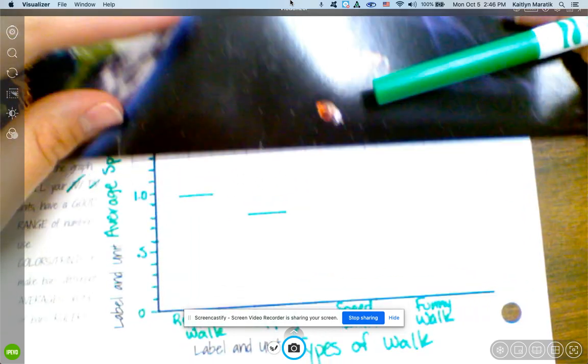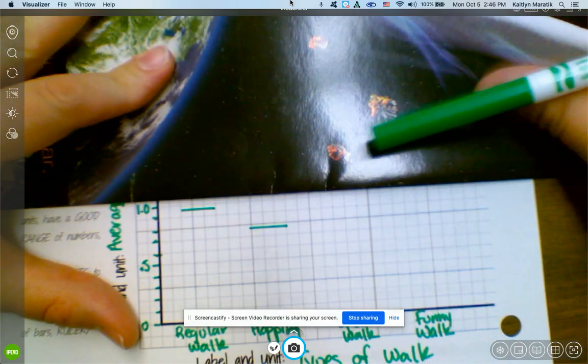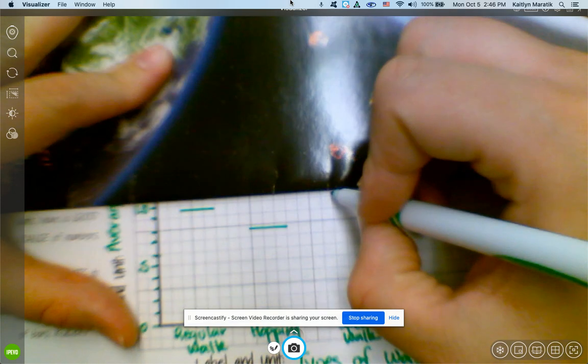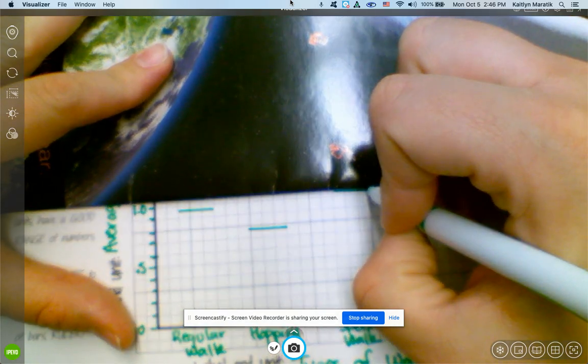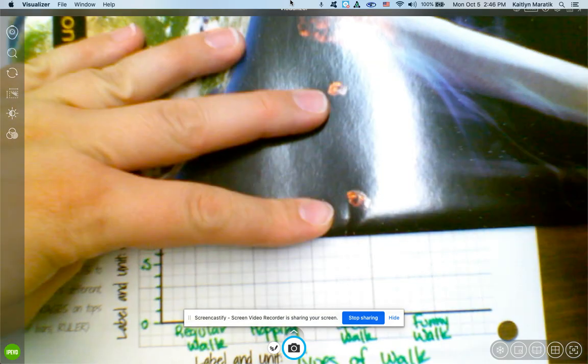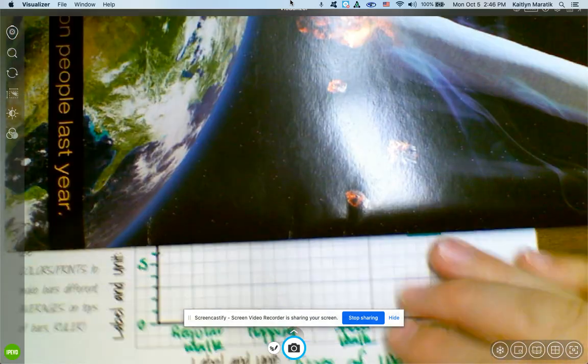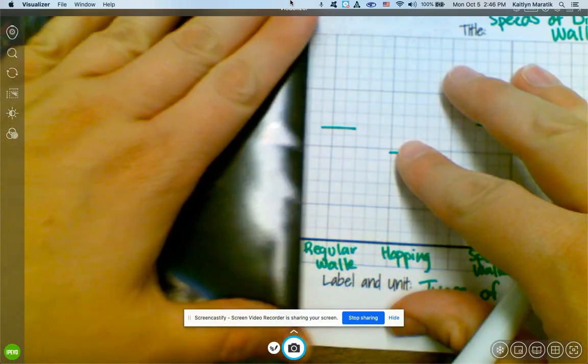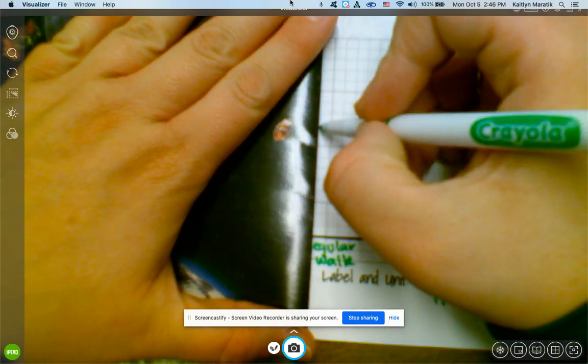Next one is 1.08, so it's going to be just a tiny bit above. And I like to add all of my lines and then go back and get the other lines. 0.66. Get out here. So now go through and get all the sides of the bars.